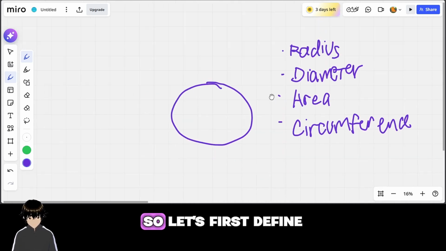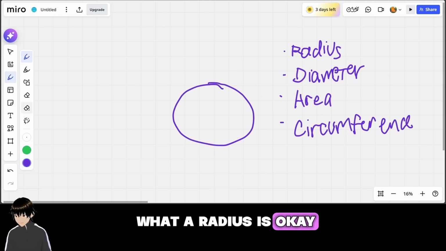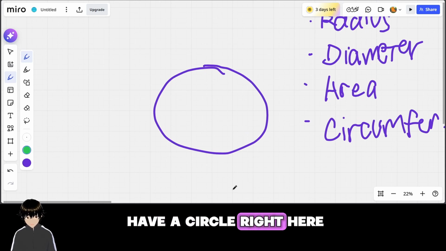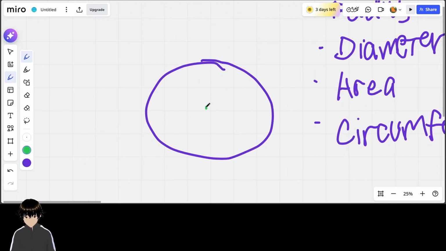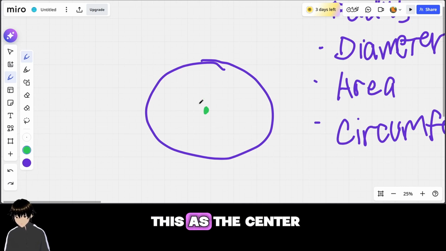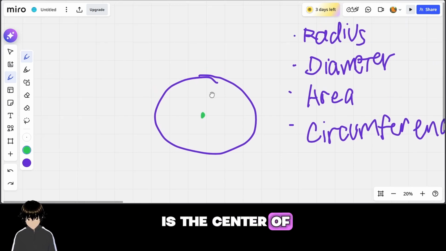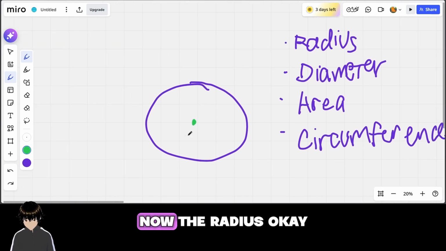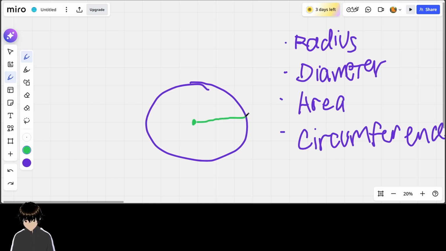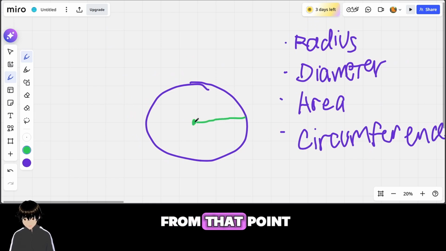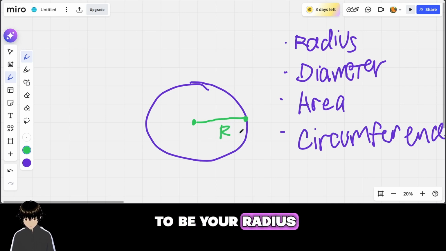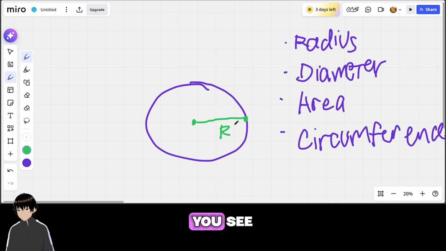So let's first define what a radius is. Let's say that you have a circle right here, and in the middle of the circle there's going to be a center. Let's just denote this as the center. This point right here is the center of the circle. Now the radius is going to be from that point in the center of the circle to the very edge. So that is going to be the radius.